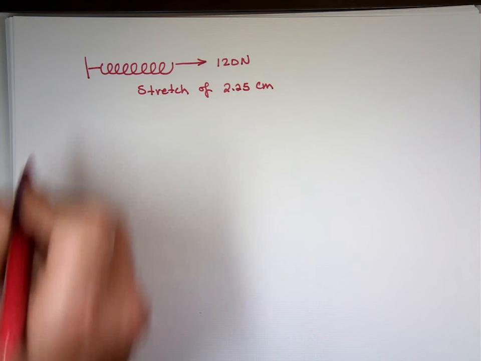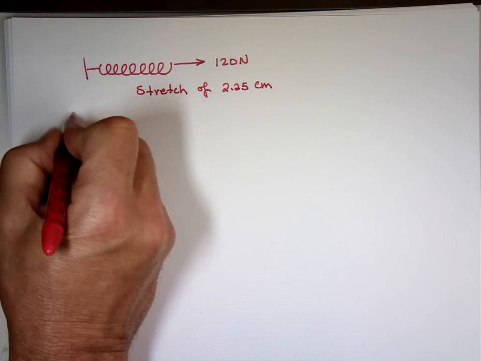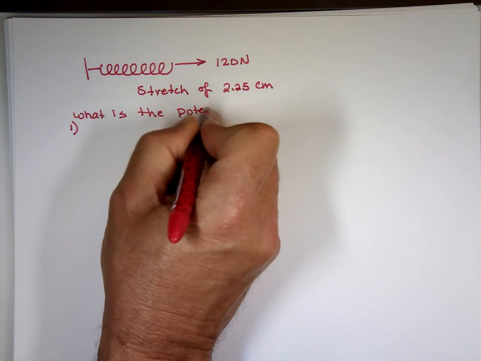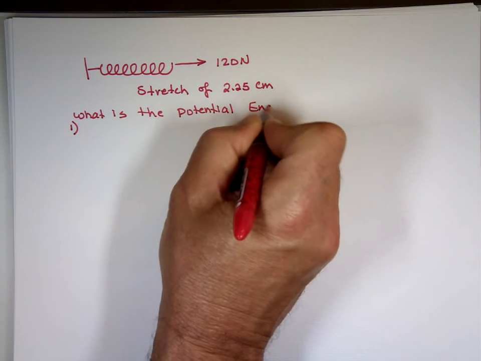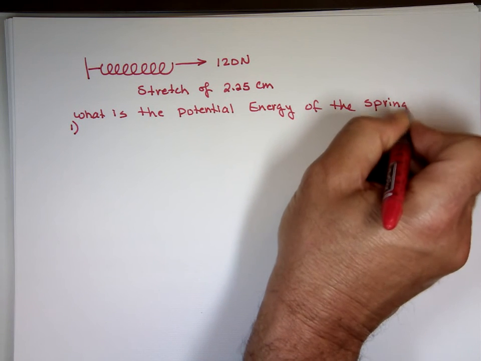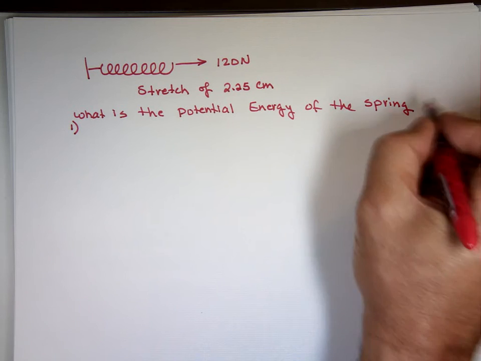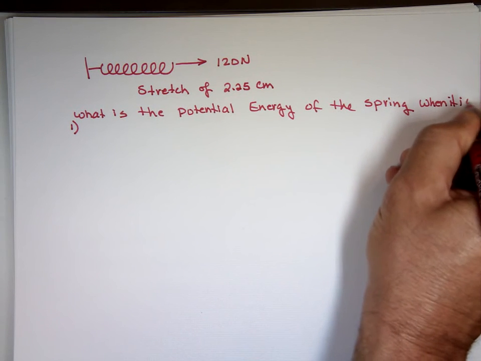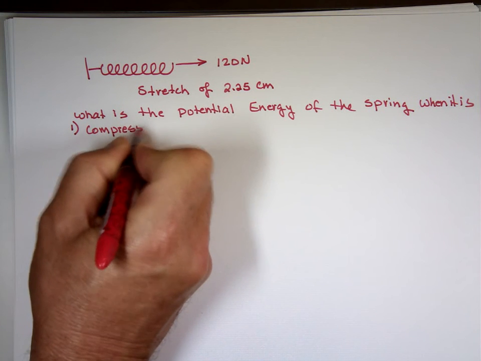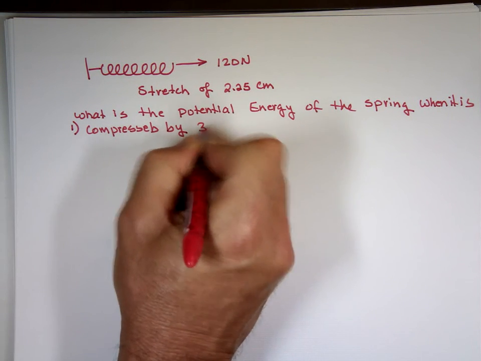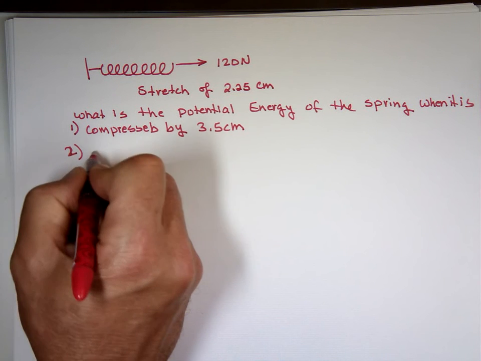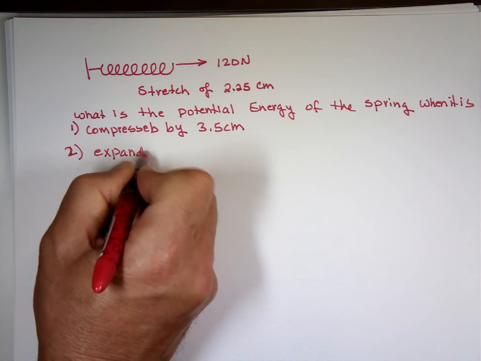Actually, there is more than one question. The question: what is the potential energy of the spring when it is, part A, compressed by 3.5 centimeters. Part B, or number 2, expanded or stretched by 7 centimeters.